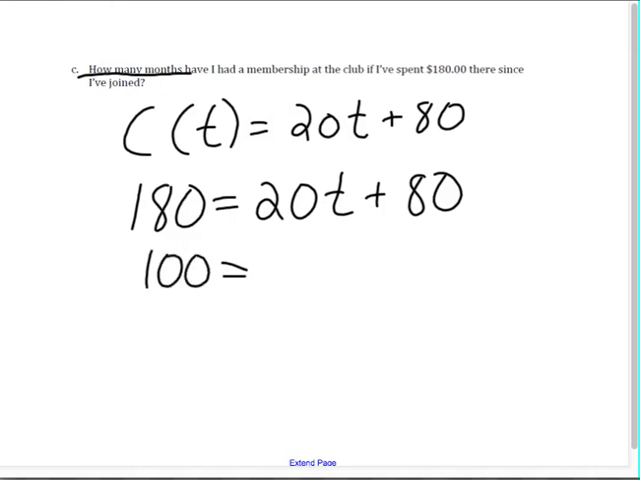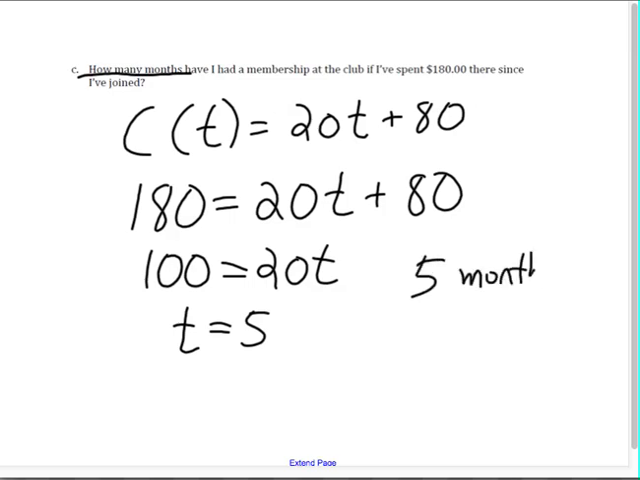Okay, so this is 100 is equal to 20t, and divide both sides by 20, and we get t is equal to 5. I'm not going to shout about it this time, but we are not done. 5 months is the time. That is my answer for part C.